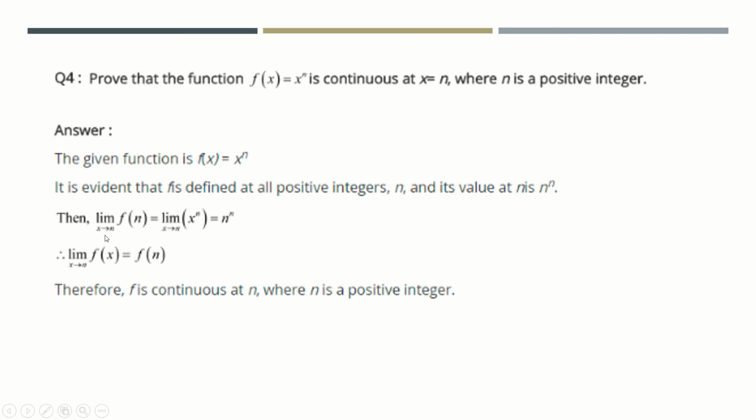Then when I apply the limit, n is a positive integer they have given, so we need not use both hand sides. So limit x tends to n, f of x is equal to x power n, which is equal to n power n. Since both are equal, we can say that the function is a continuous function.